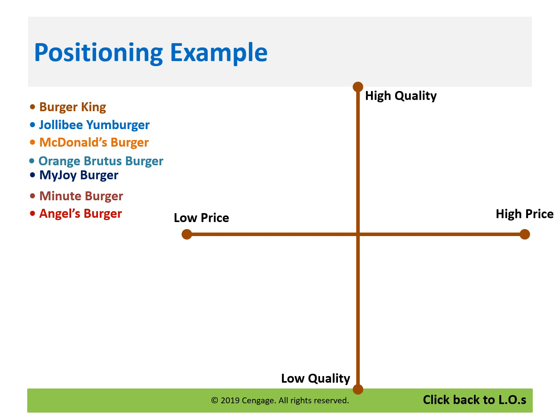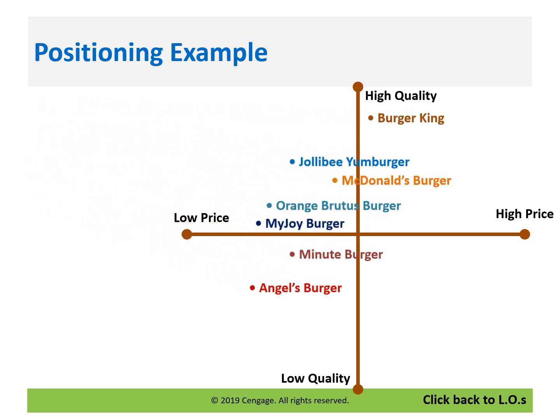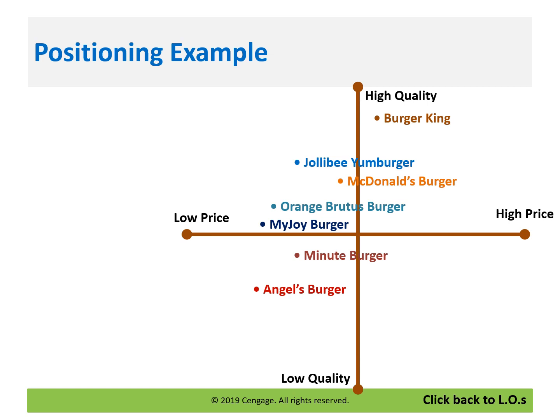So, what do you think? How will each type of burger be positioned against each other? Okay, so, looking at this one, the positioning map could look like this. Depending on the perception of the target market, they could be positioned like this one or they could vary. This could show the relative position of the burgers in terms of their quality and price.